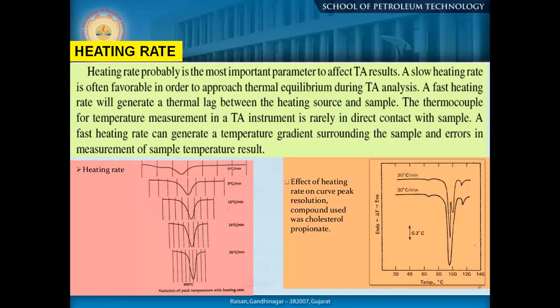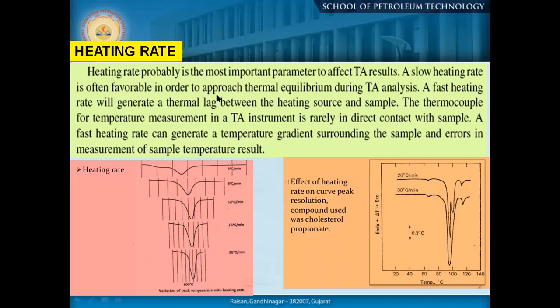That's why you may get not the proper analysis. A fast heating rate will generate a thermal lag between the heating source and the sample. The important part here is actually that the sample holder and the thermocouple are not in contact. That's why in between you have an inert atmosphere, and we use the purge gas to flow through it so that it should be homogeneous.